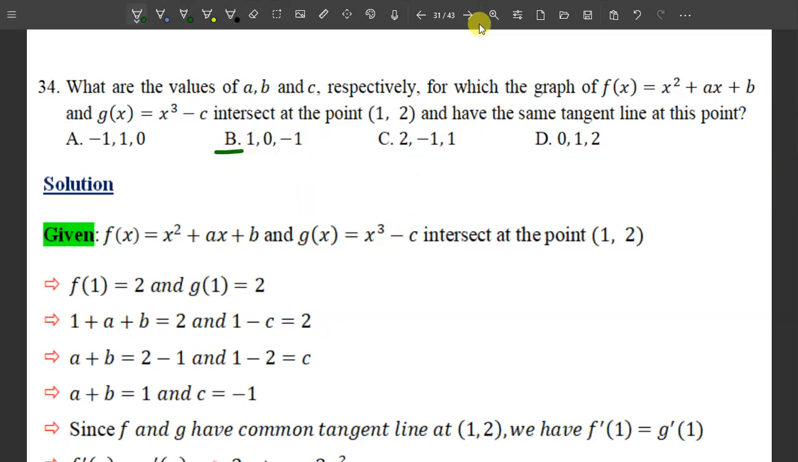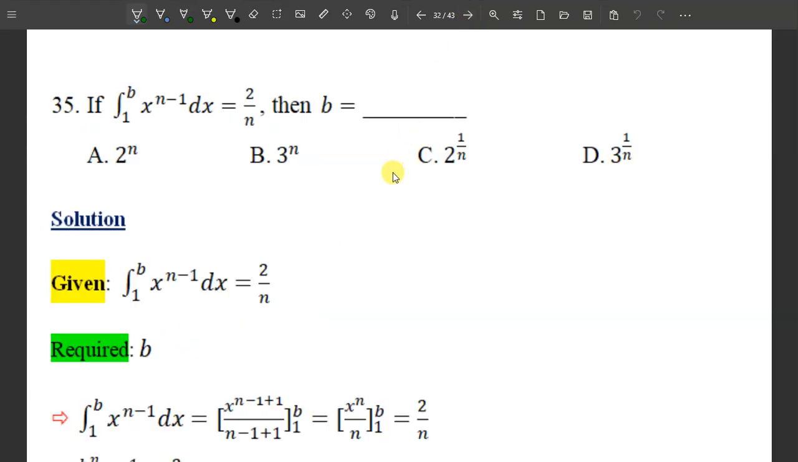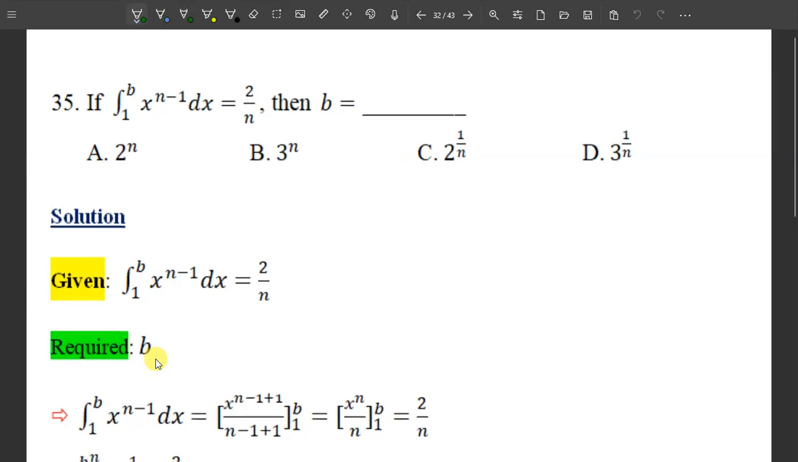Now let us turn to the next question. Question number 35. It says, if the integral from 1 up to b, x to the power of n minus 1 dx is equal to 2 over n, then what is the value of b? That is the question. Now b is going to be required. What is given? The integral from 1 up to b, x to the power of n minus 1 dx is equal to 2 over n is given. What is required? b is going to be required.